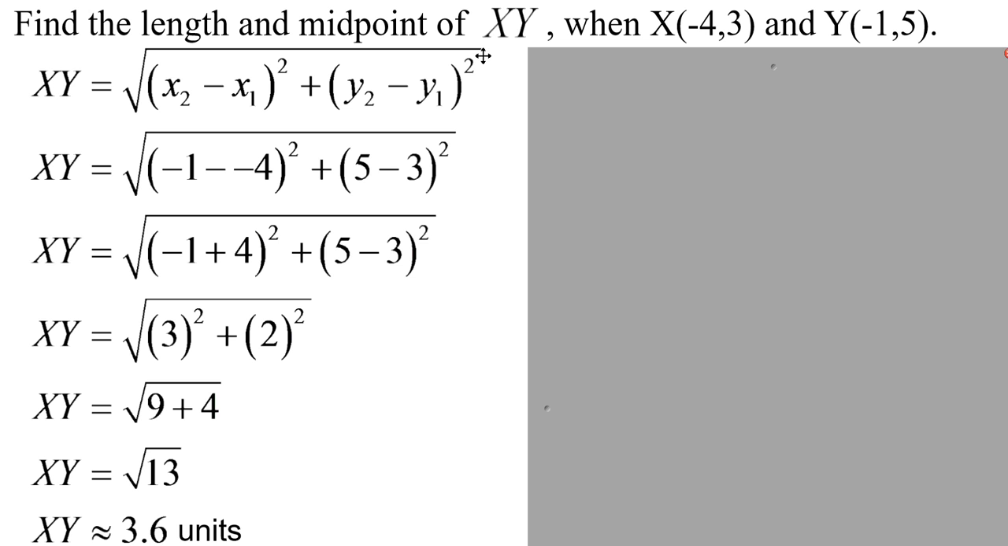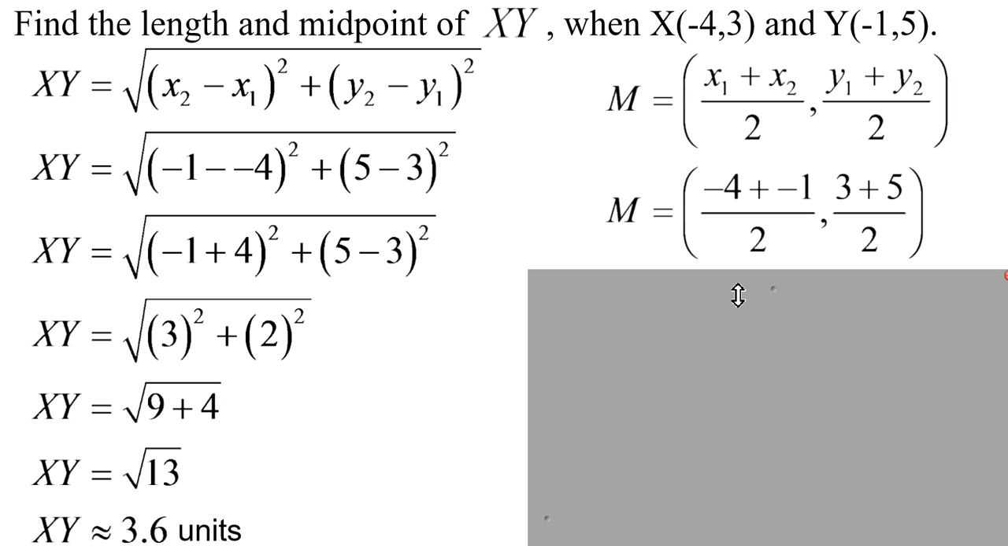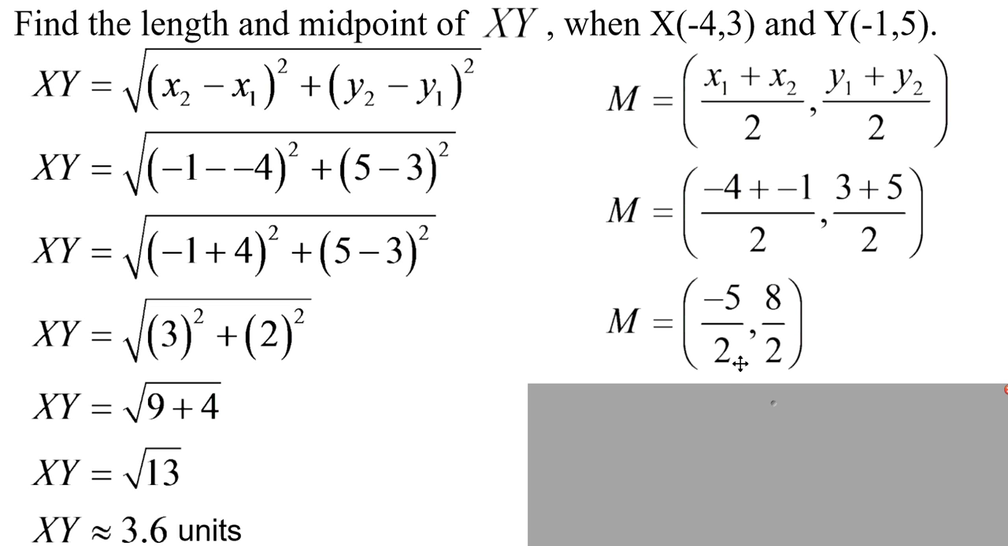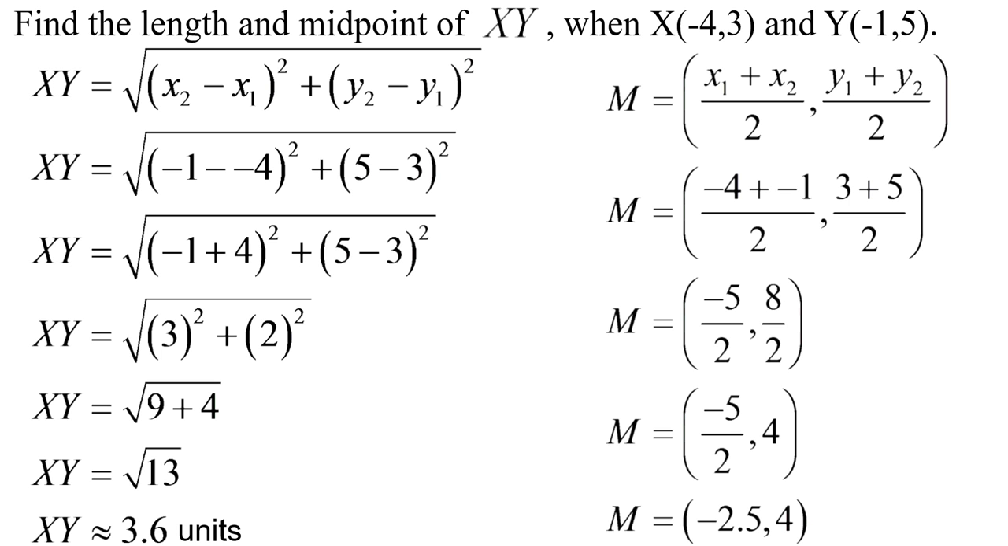Now, if we want to do the midpoint, we're going to take the average of the coordinates for x and y. So if we substitute our values, averaging the x's, -4, -1, that would be -5, and take half of that. Average of the y's, 3 and 5, that's 8, take half of that. We could say, hey, -5 halves, 8 halves, but we could also write it as -5 halves, 4, or maybe you even wrote it as -2.5, 4. I would prefer this one, but both of these would be equivalent coordinates, the same location for your segment XY.